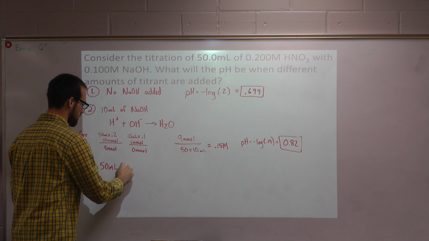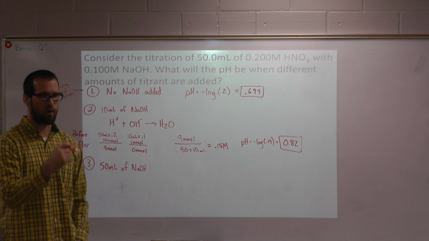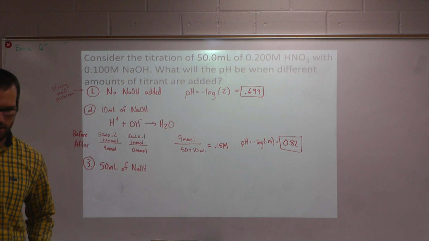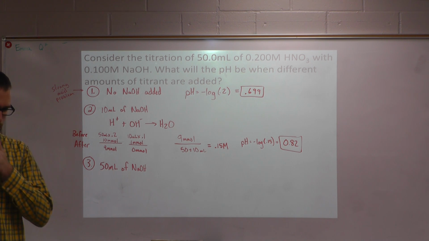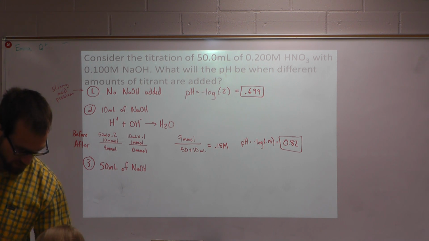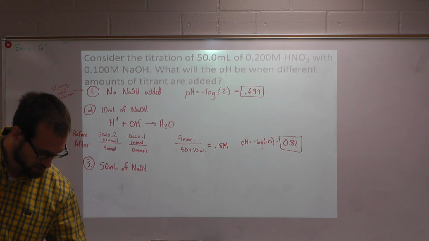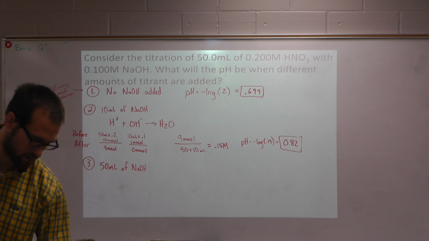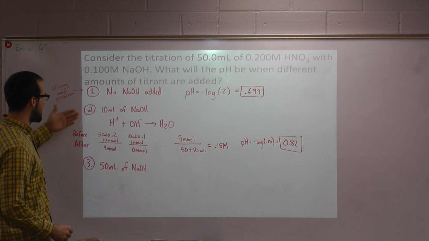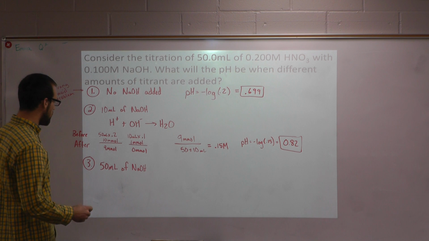Are you just making up these? Yeah. Normally they will tell you at what volume added you're supposed to find the pH. In the previous problem, we had a whole list of volumes that we added. So this one I'm just coming up with random ones. All right, so it's treated just like number 2 here. You have to do your stoichiometry, find your molarity with the total volume, and you're done.